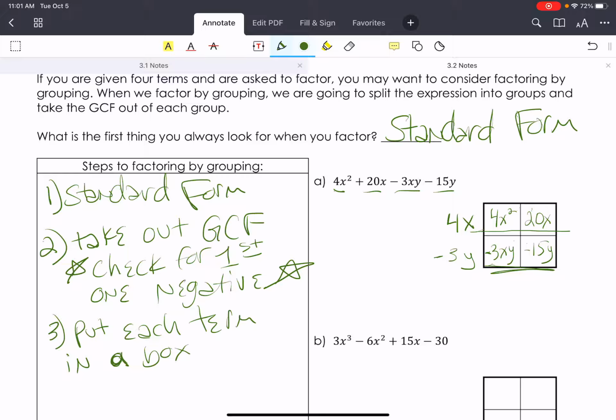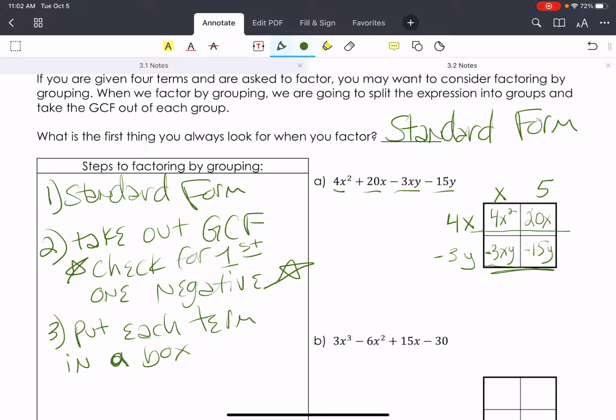Okay, now we're going to do the columns. 4x squared and negative 3xy. What do they have in common? x. That's it. 1x. You could have put in 2 if you want. You can make it 1. You can put it in there. Okay. Last column. What about there? Good. No, that's my work. That's not it. Oh, yeah, just the 5. Good. Okay.